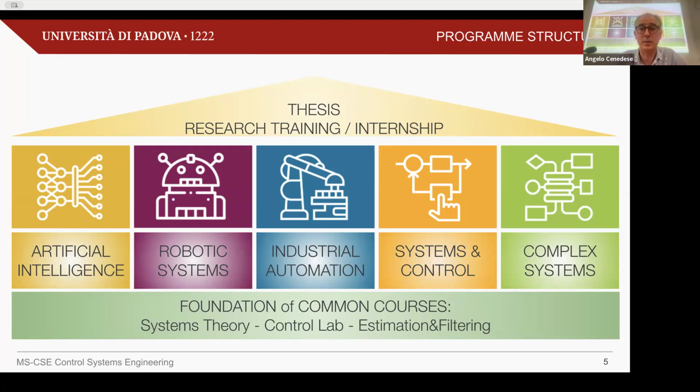So this is the structure of our program. We have the basis of these foundational courses that are 3 courses: system theory, control laboratory, and estimation and filtering. Then we have the 5 vertical paths: artificial intelligence, robotic systems, industrial automation, systems and control, and complex systems. And then we have thesis and research training or internship, other mandatory activity.